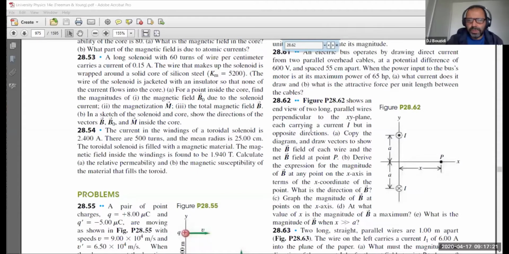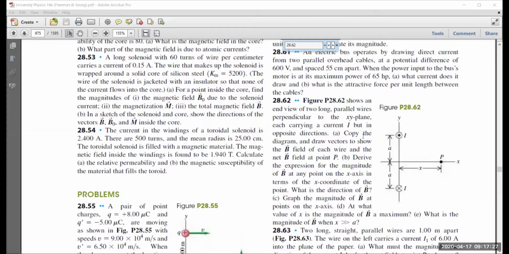I know this is the PDF thing that I have. Hold on, let me go back. So this is the problem you're talking about? 62? Winter? Yeah, that's the one.